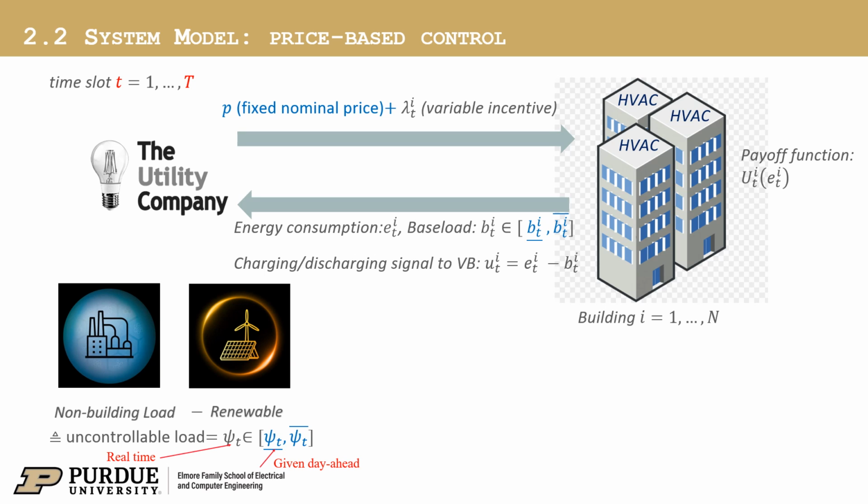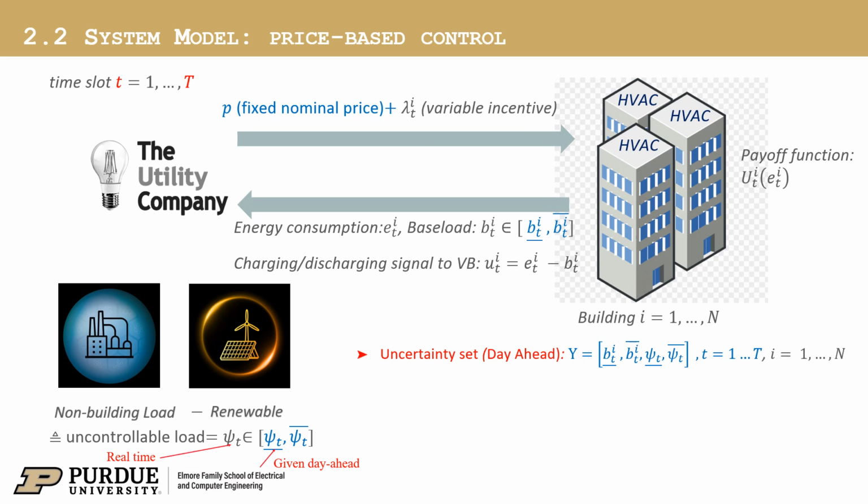Further, the utility also serves other load and has renewable generation. For simplicity, we subtract the renewable energy from the non-building load at each time t, and denote it by phi_t. Since renewable generation has significant uncertainty, we model this by an uncertainty set, which is also given day ahead. A bit of a summary here.